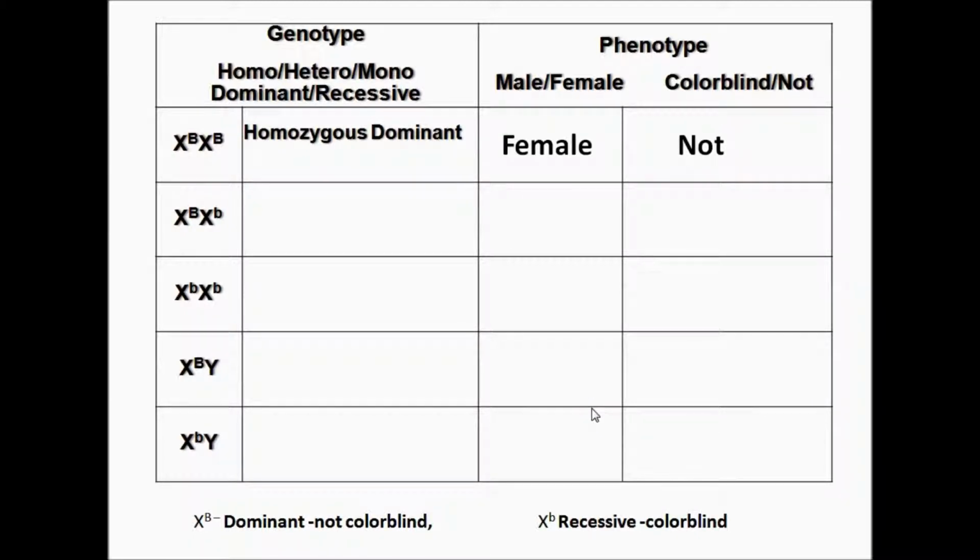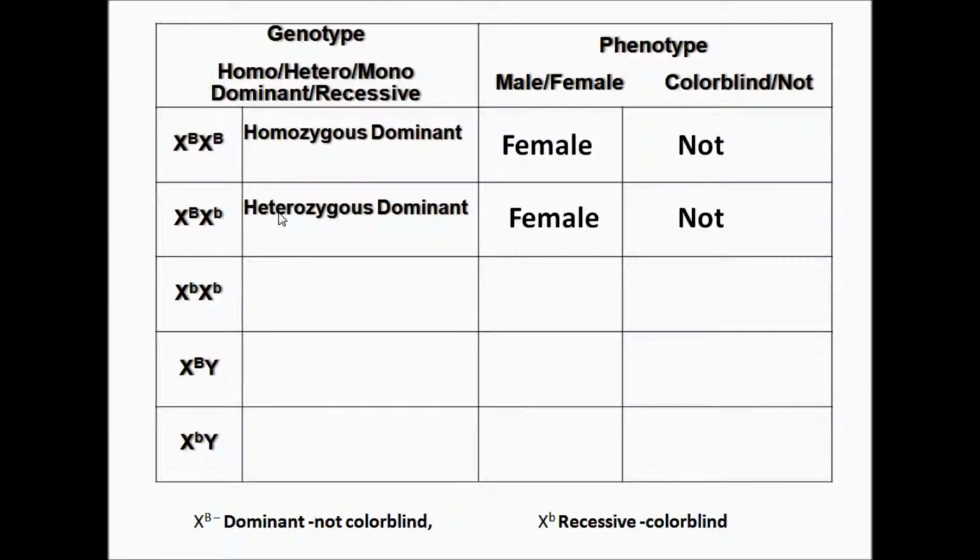All right. Female, she's not, I'm colorblind. Now I switched to colorblind. I switched over to humans suddenly. It turns out that the red-green colorblindness I told you about in the beginning is on the X chromosome. So this female is homozygous dominant, so she's not colorblind.